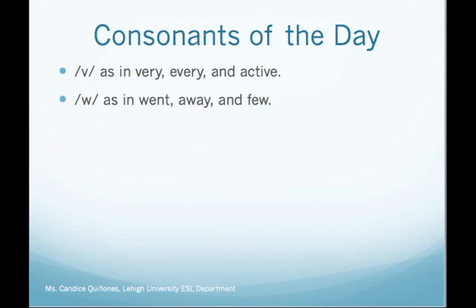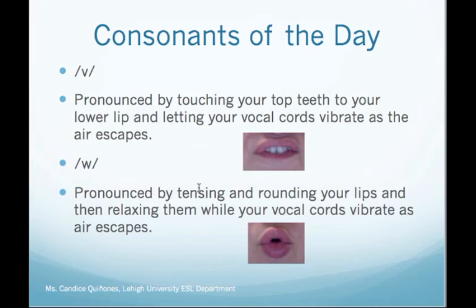Moving on to consonants. Okay. V as in very, every, and active. V. The W as in went, away, and few. Okay, moving on to the next slide. The V is pronounced by touching your top teeth to your lower lip and letting your vocal cords vibrate as the air escapes. V. Top teeth, lower lip. V. And vocal cords engaged.